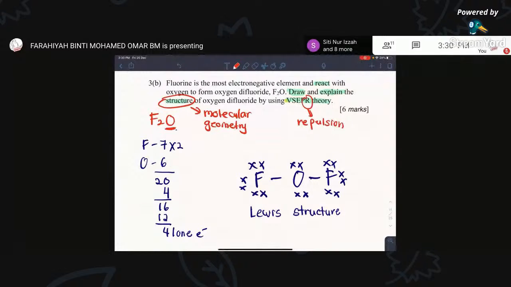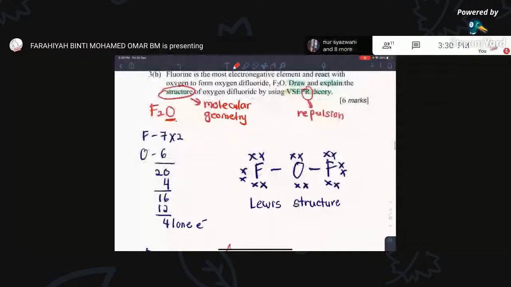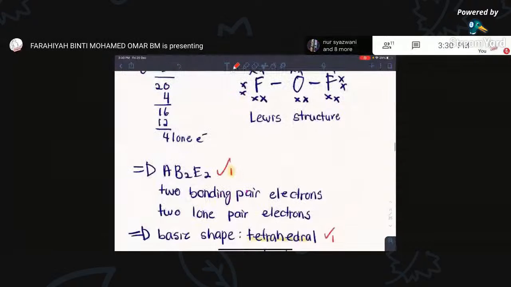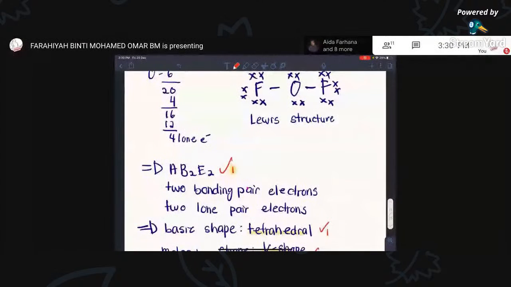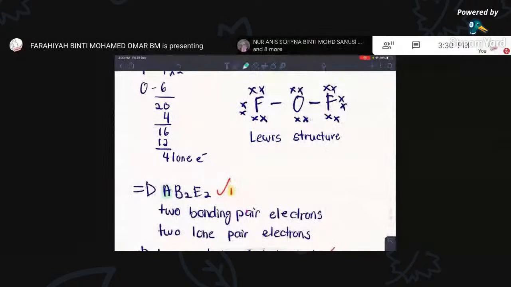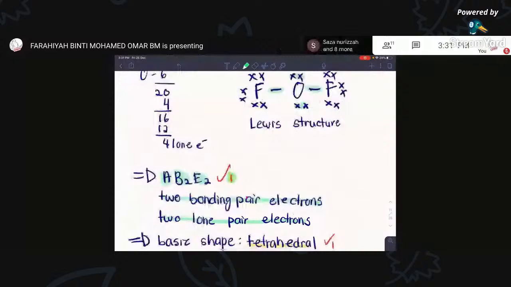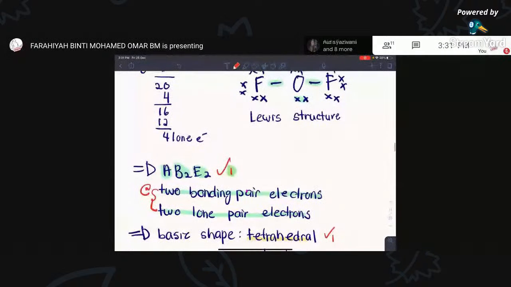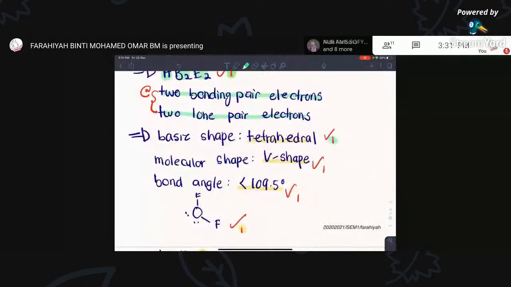Okay, so now you look at this structure. There are no marks yet, but it guides you to write the general formula. Here A will be your central atom. B is two bonding pair electrons. E is two, referring to two lone pair electrons. So here you will get 1 mark. Or if you do not write the general formula, this one will be your first mark. And then next, the question is about VSEPR, you must state the basic shape will be tetrahedral, the molecular shape or molecular geometry will be V shape, and the bond angle will be less than 109.5 degrees.